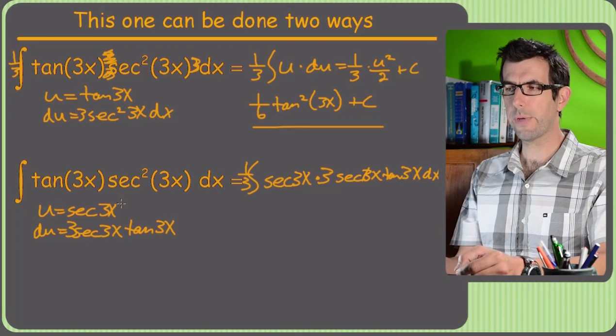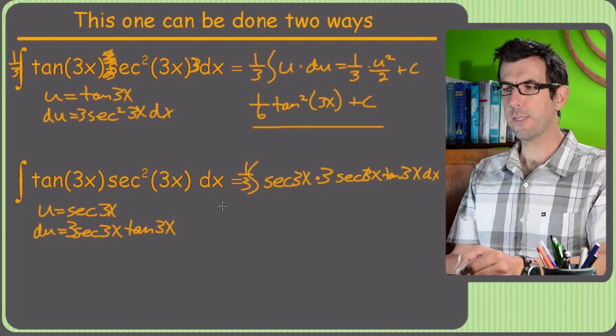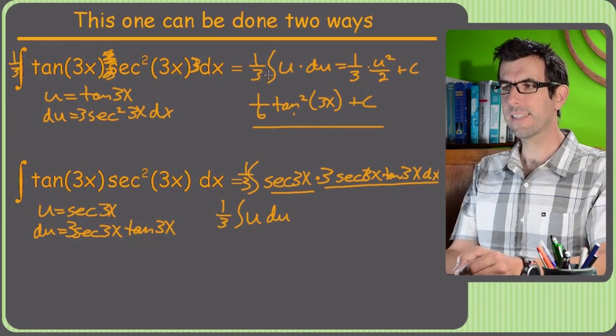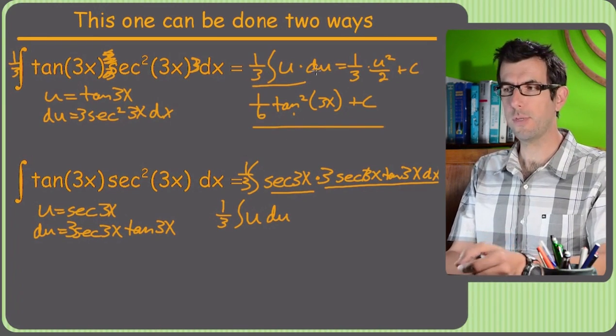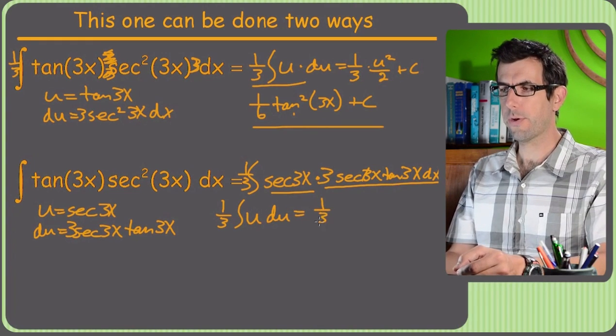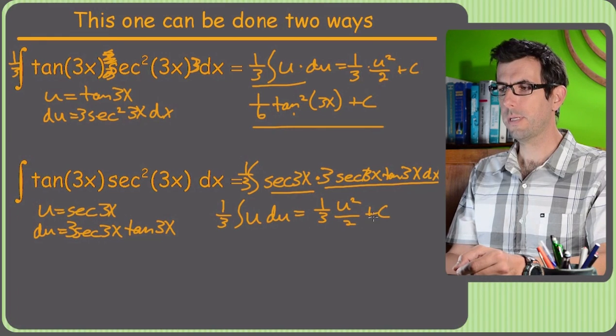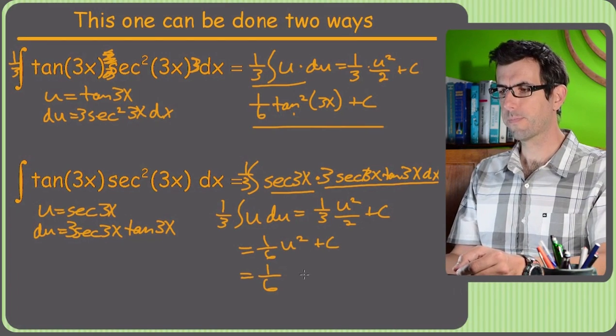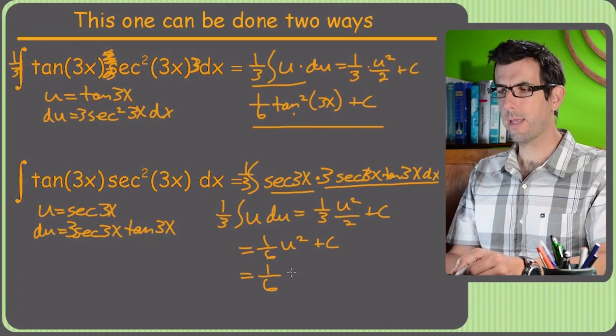Now my u is secant 3x, right? So if I rewrite this in u form, that's 1/3 the integral of u, because this is u, and then all this stuff is du. So you see I once again get the exact same formula, 1/3 integral of u du. So it was 1/3 u squared over 2 plus c, which is going to equal 1/6 u squared plus c, which equals 1/6. And if I sub back in my u, I got secant squared 3x.